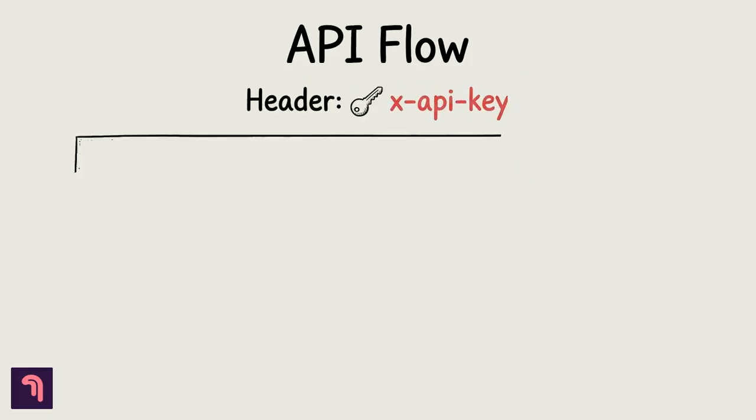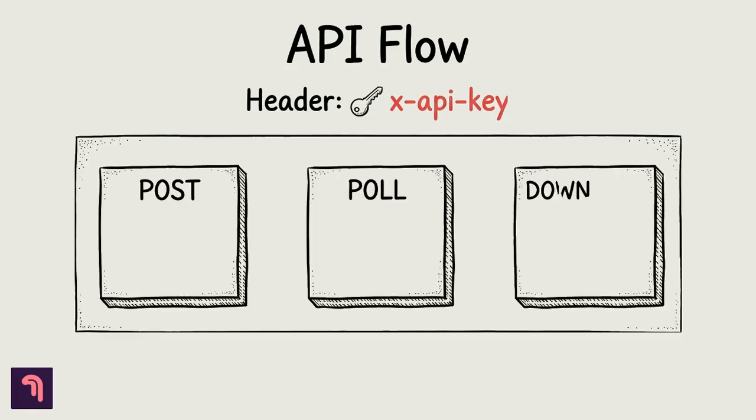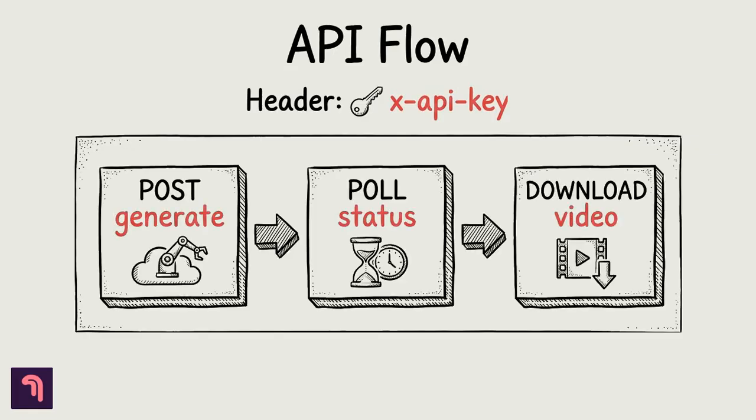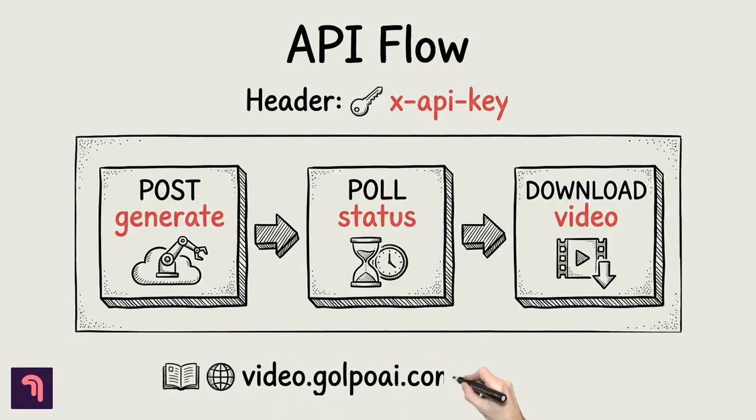Once you have an API key, the flow is straightforward. Send it on every request as the X-API-Key header. Post a job to the Generate endpoint, poll the status endpoint until it's done, then download the finished video. Full endpoint details live at video.golpoai.com/API-docs/endpoints/v1.